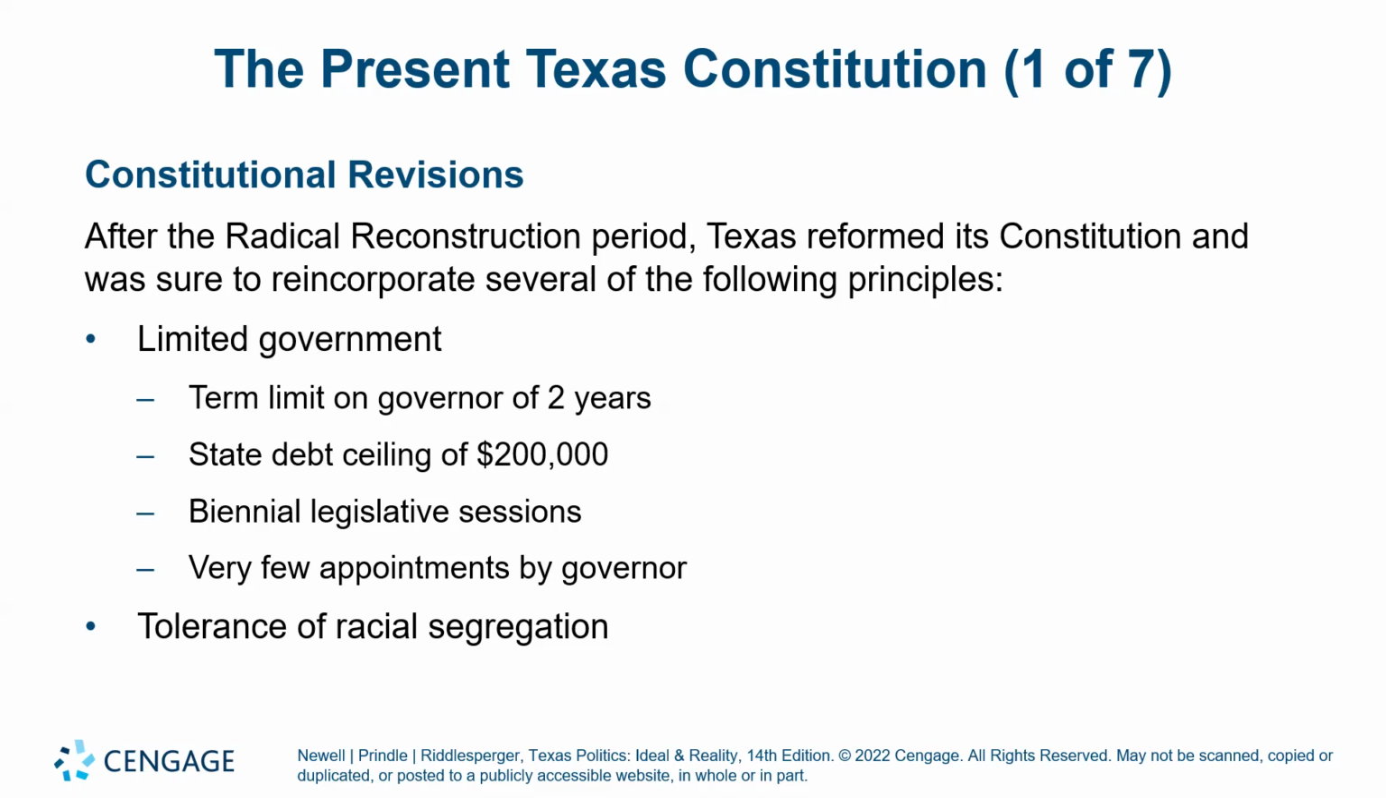But states cannot coin their own money, so they do have to make sure that every dollar that is spent has to be allocated for, right? When the state comes up with their budget, every dollar is accounted for when they're putting forth the state budget. So even at the beginning of the state constitution, they were very wary of owing money of any kind here. We also have the biennial legislative session.